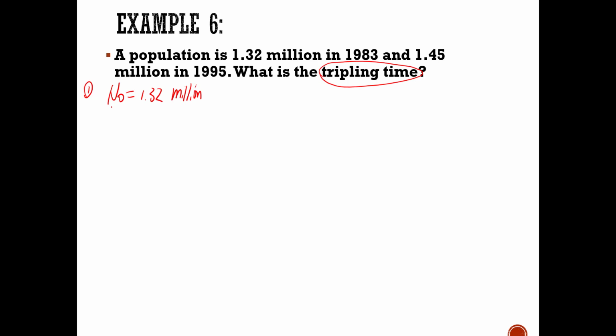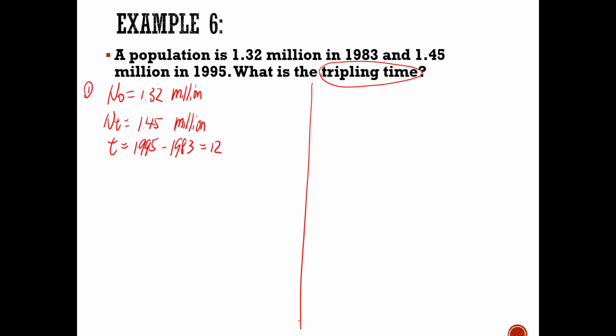And then Nt is equal to 1.45 million. Since they have the same unit, if you don't want to keep the million, that's okay. And then time t is equal to 1995 minus 1983. That's 12 years. So now, based on this, we can solve for k. This is important. We gotta solve for k first. K is unknown. Once we know the k constant growth rate, then we can find out the tripling time.